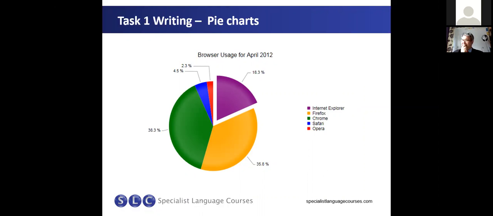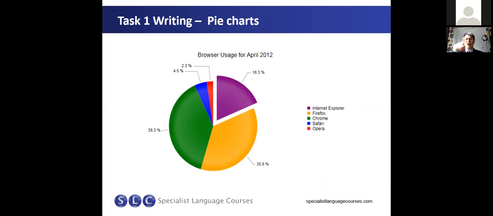Browser, what is that? Maybe we don't know what a browser is. Here's a little clue at the side. Internet Explorer, Firefox, Chrome, Safari, and Opera. Now we know it's the thing you use to look at pages on the World Wide Web, an internet browser. Okay, and what is this browser usage for April? Let's have a look around.